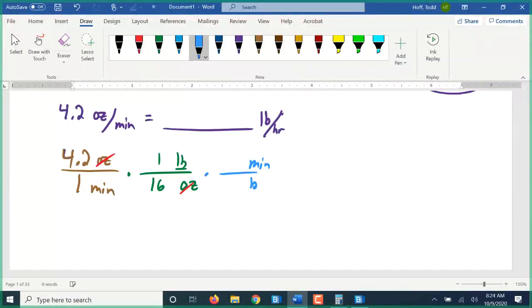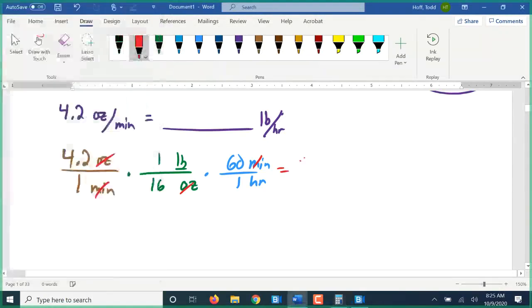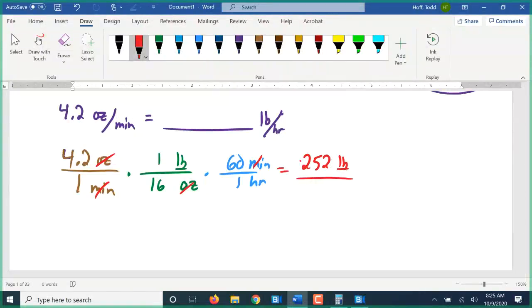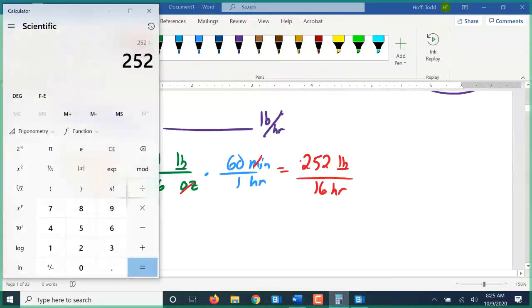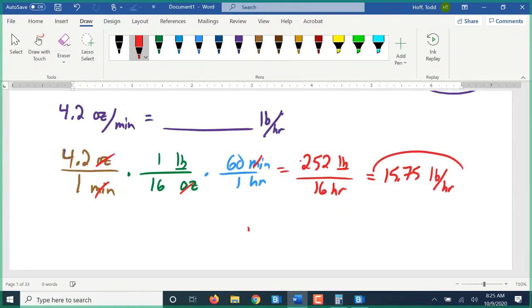We have 1 hour, 60 minutes. The minutes have canceled out. So on top, 4.2 times 1 pound times 60 is going to give us 252, yep, 252 pounds. On bottom, we've got 1 times 16 times 1 hour. That's 16 hours. So we divide by the 16, giving us 15.75 pounds per hour. What we've done here is called dimensional analysis.